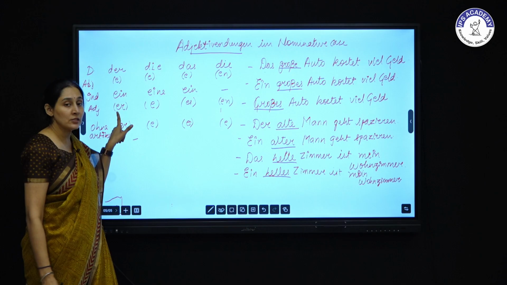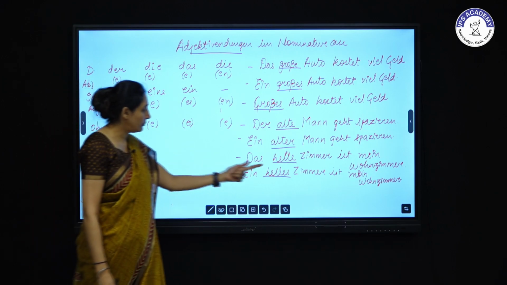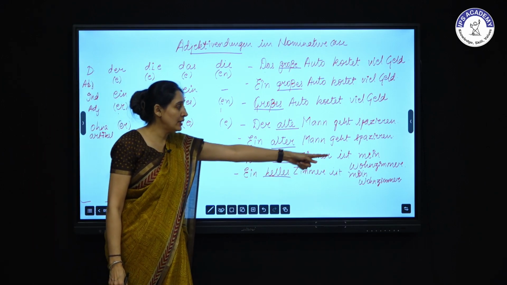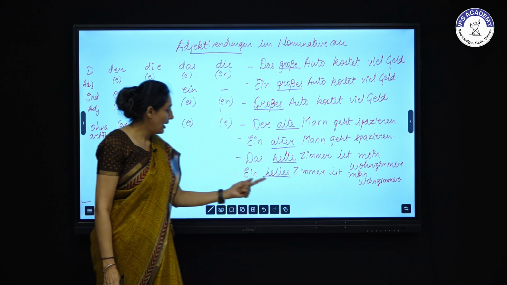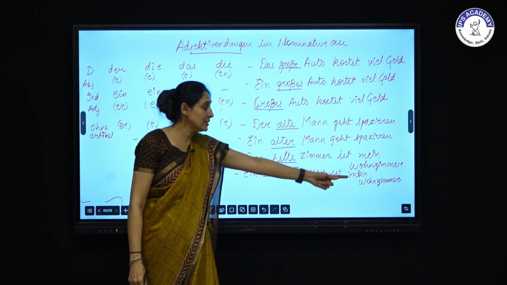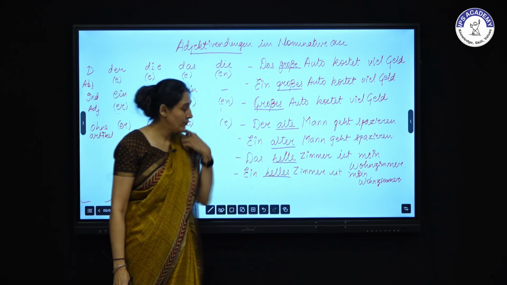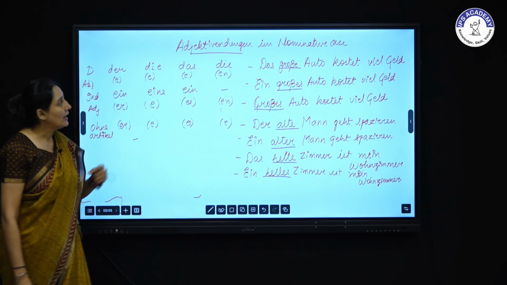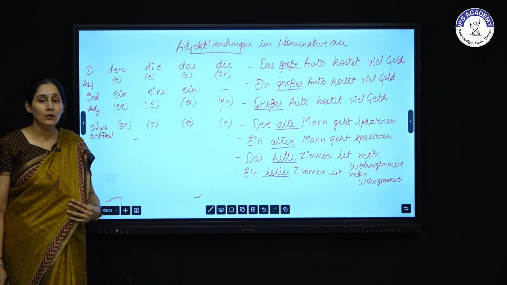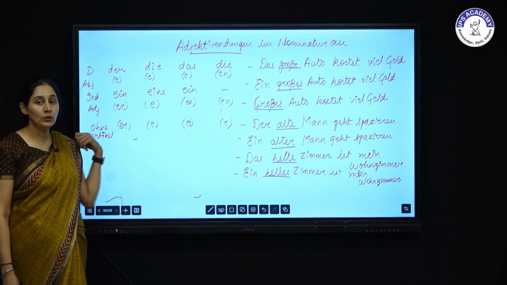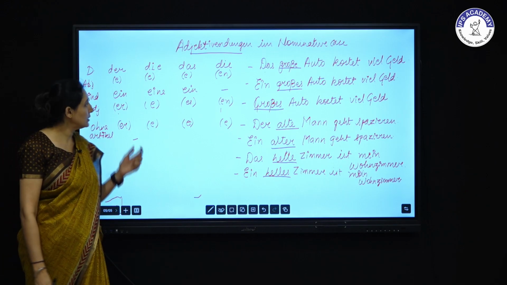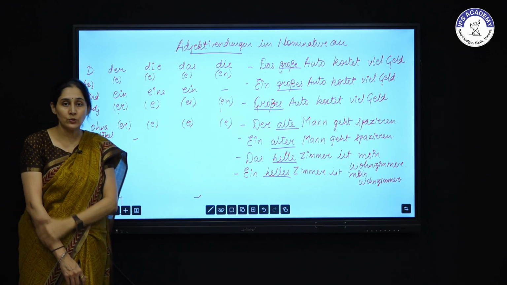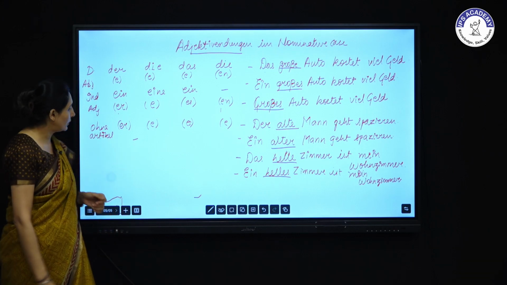Alter, because it is your -er here. Das helle Zimmer ist mein Wohnzimmer. Ein helles Zimmer ist mein Wohnzimmer. So the ending will keep on changing. That is what your adjective ending in the nominative case is, according to the noun. Whatever the noun is, according to that we are going to do our adjective ending.